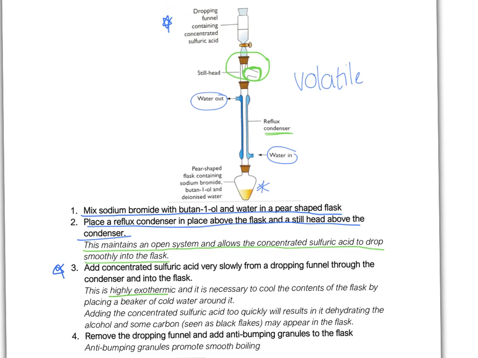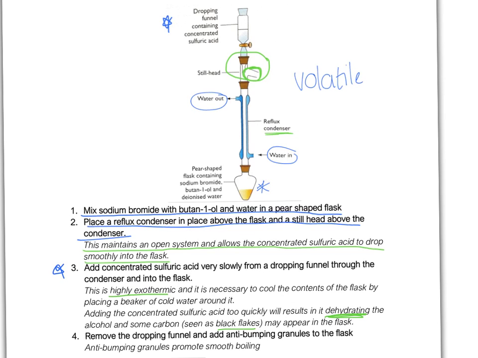This is a highly exothermic reaction, and if we were to add the sulfuric acid all at once, it would get too hot, and cause the alcohol to dehydrate. So it would lose water, and we would just see carbon being formed as black flakes at the bottom of the flask. So we can know if we have added the concentrated sulfuric acid too quickly if we see these black flakes of carbon.